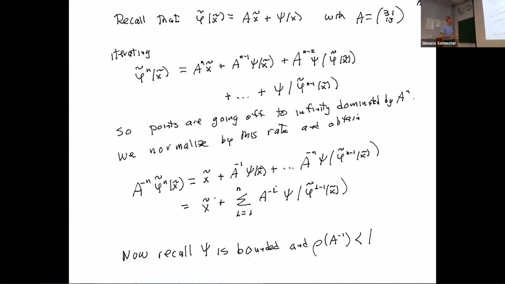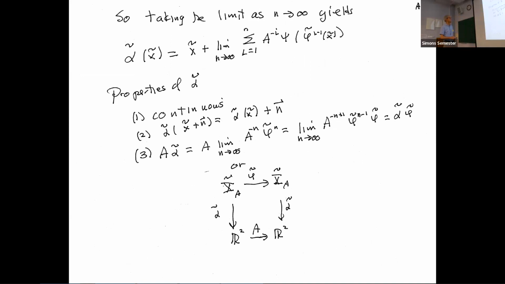So let's multiply the whole thing by a to the minus n. We get this guy, or a summation formula. So we just iterate this guy, hit it with a to the minus n, and we get this. Now the important observation is that this guy is bounded. That's why I emphasized it before. And this guy, both its eigenvalues are outside the unit circle. So when we take the inverse, the spectral radius is inside the unit circle. And so that means that this series converges to a continuous function, which I'll call alpha tilde.